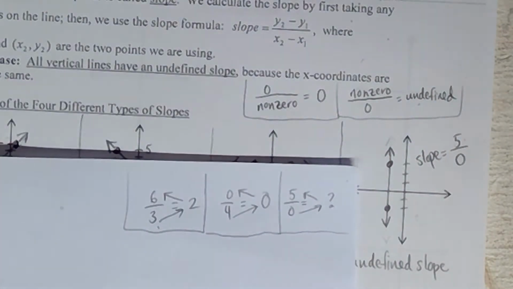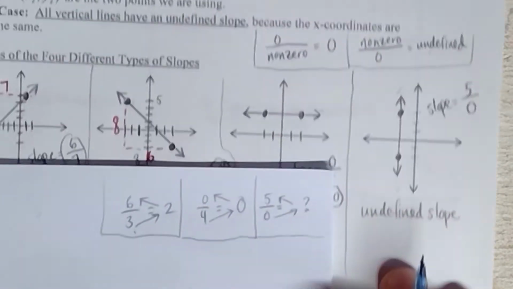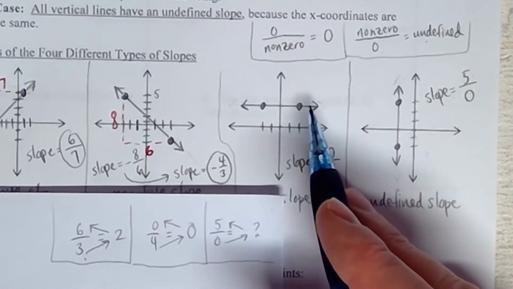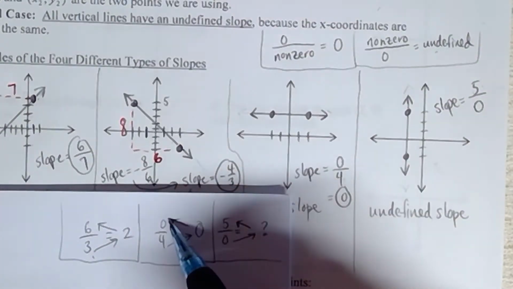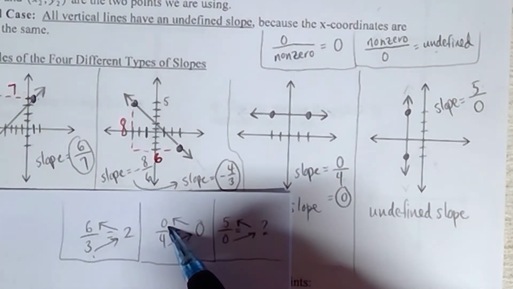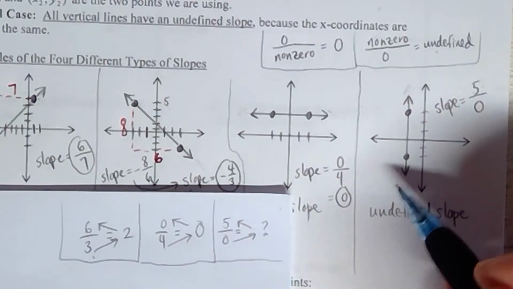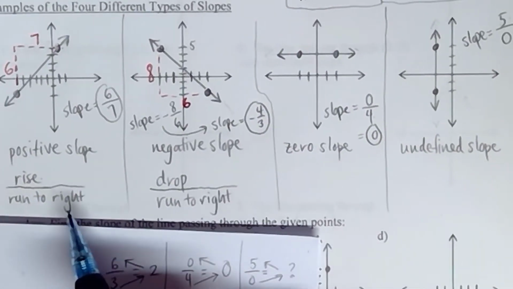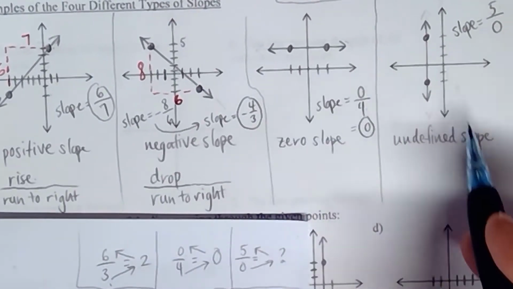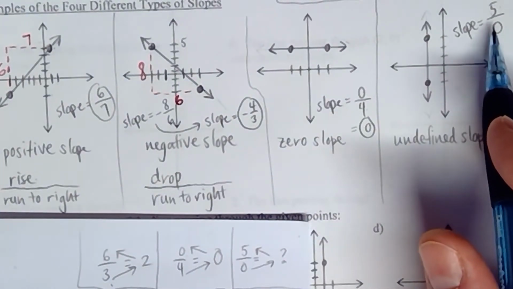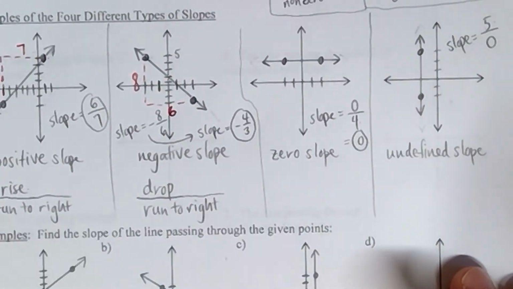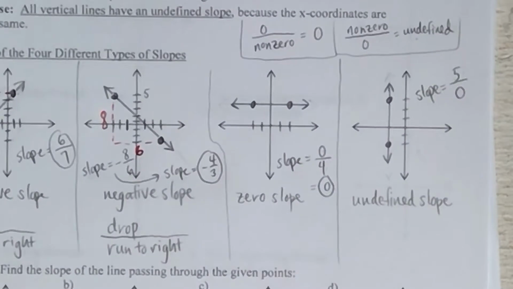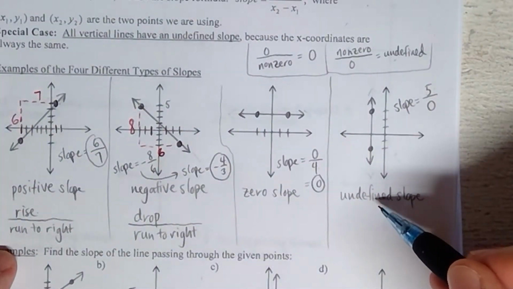And that's the reason why horizontal lines always have a 0 slope. It's because they have no rise or drop, and the rise and drop is in the what? It's in the numerator. Whereas for vertical slopes, there's no run. And since the run is in the denominator, that means that the denominator is 0 for vertical, and this denominator being 0 means that it must be an undefined slope.